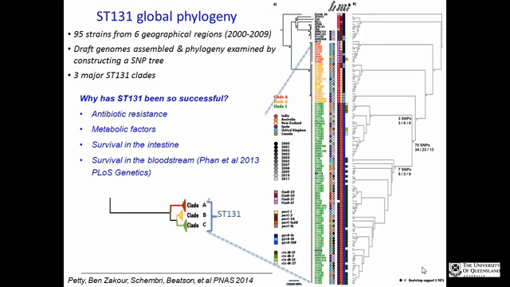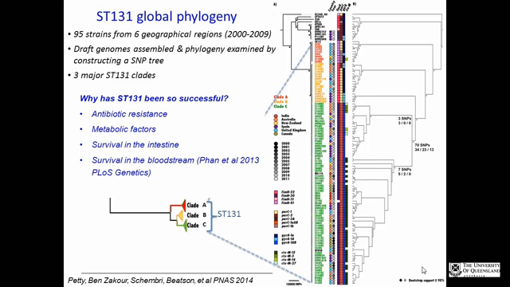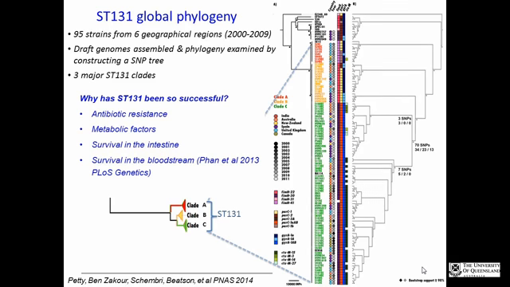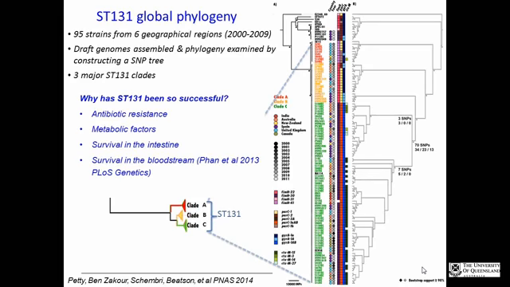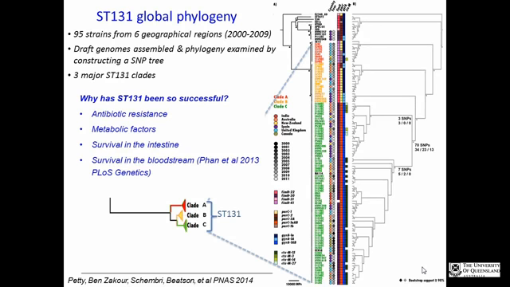So we've started now asking questions with regard to ST131 and why it's been so successful. Is it due to antibiotic resistance? Well, certainly antibiotic resistance has played a major part. There are others in the field who have suggested that ST131 may contain certain metabolic factors that enhance its growth. It may survive better in the intestine. And most recently, we've looked at the ability of this organism to survive in the bloodstream, because we hypothesized it might have properties that enhance survival in this environment.